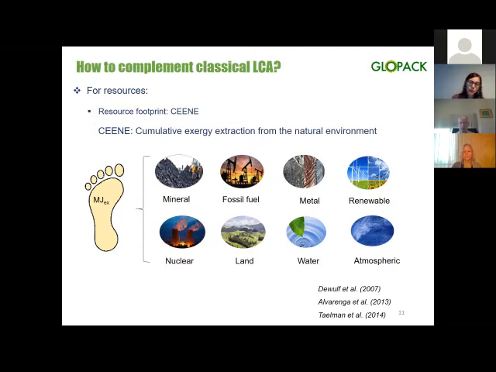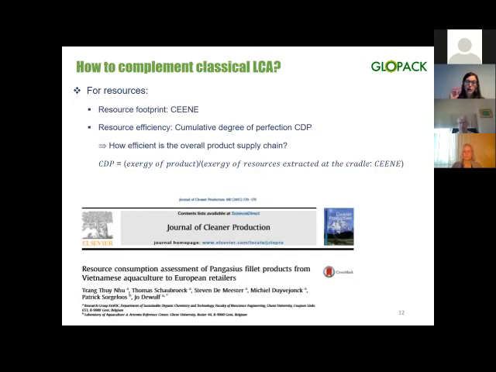This method has also been recommended by the European Commission as being the most comprehensive method for resource consumption. Next to that, it's not only resource consumption, but also how efficiently we are dealing with our resources during the life cycle or during the supply chain. And this is expressed in a cumulative degree of perfection. So this indicator will also be taken into account.